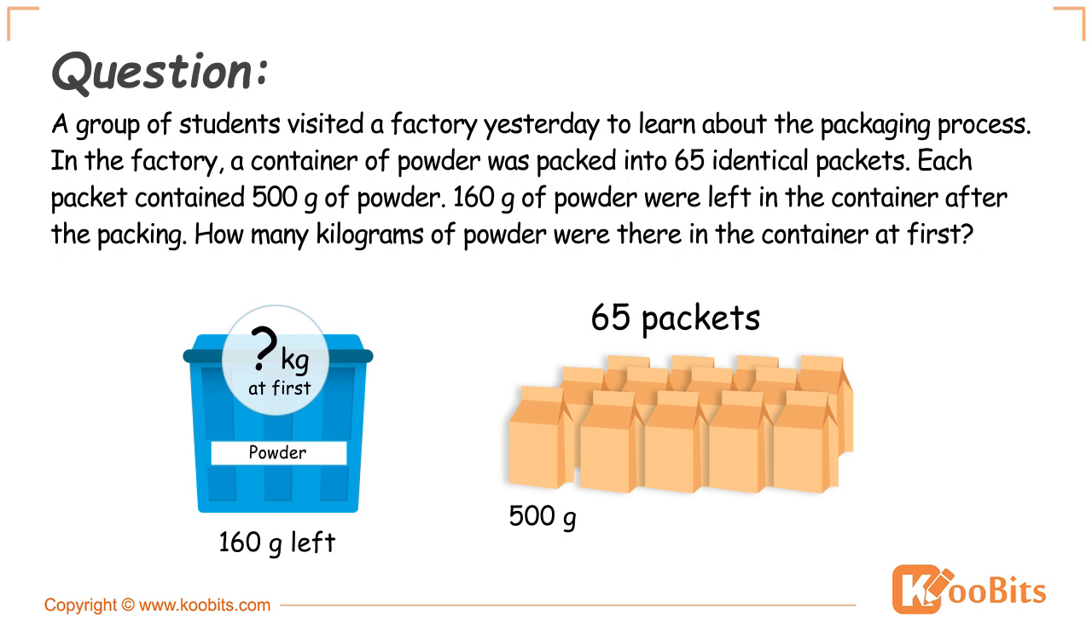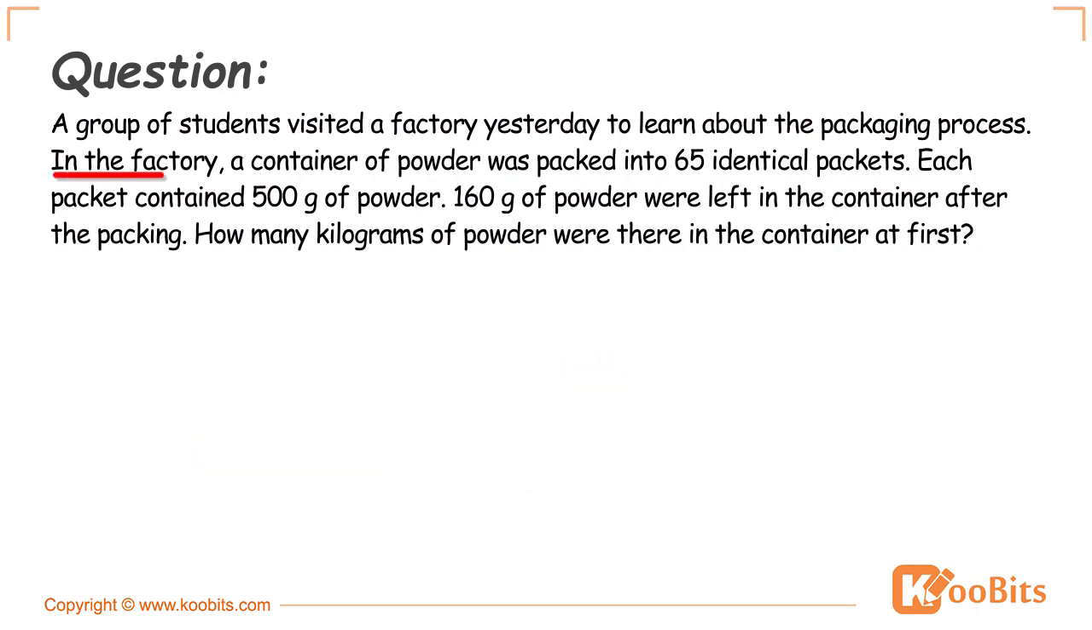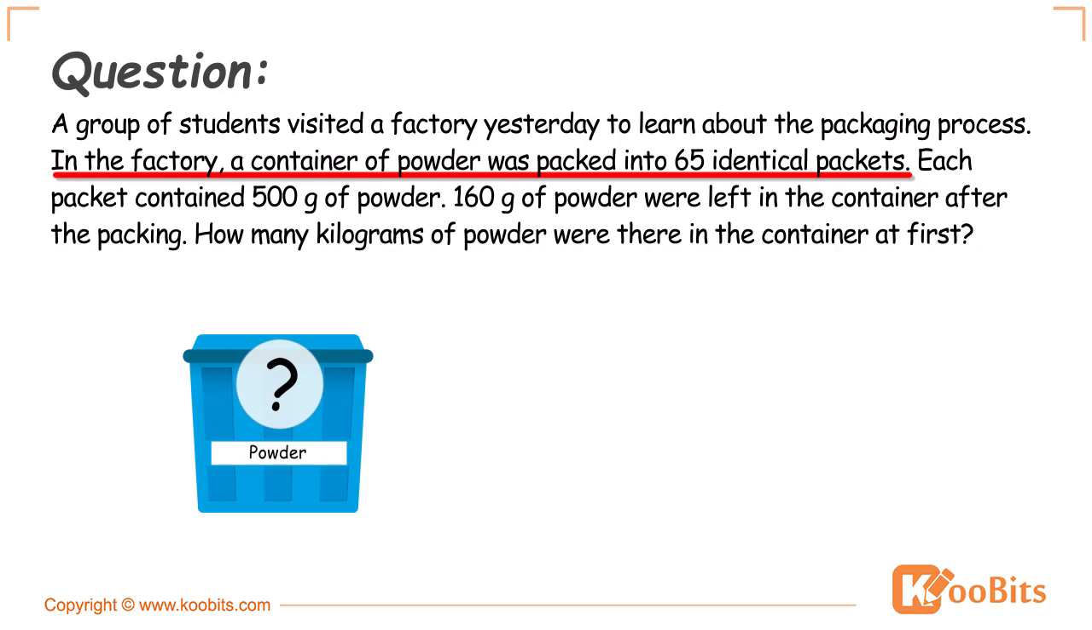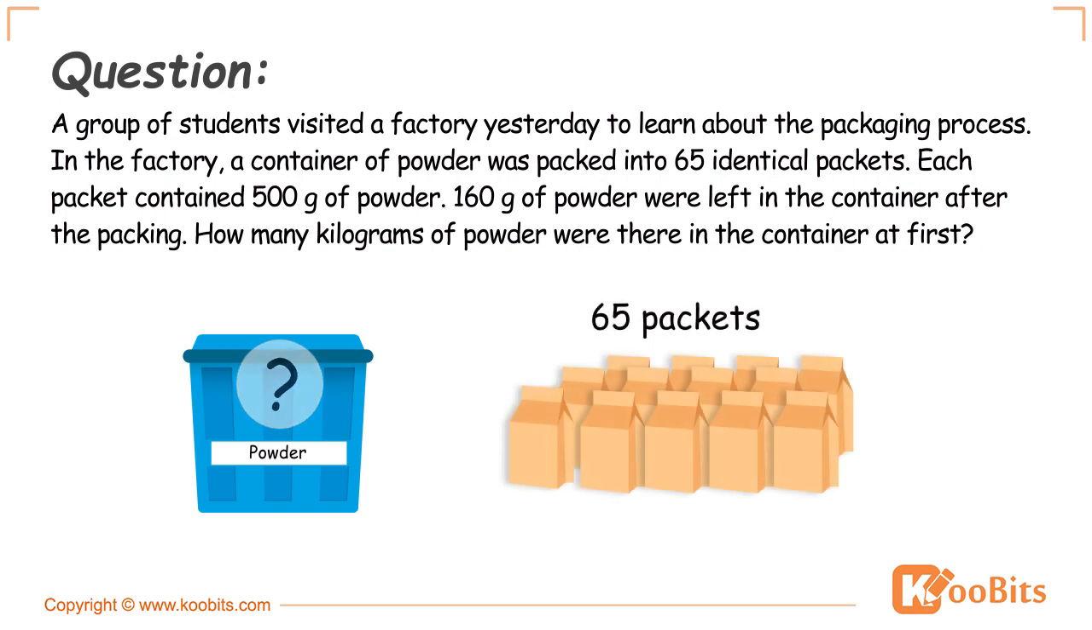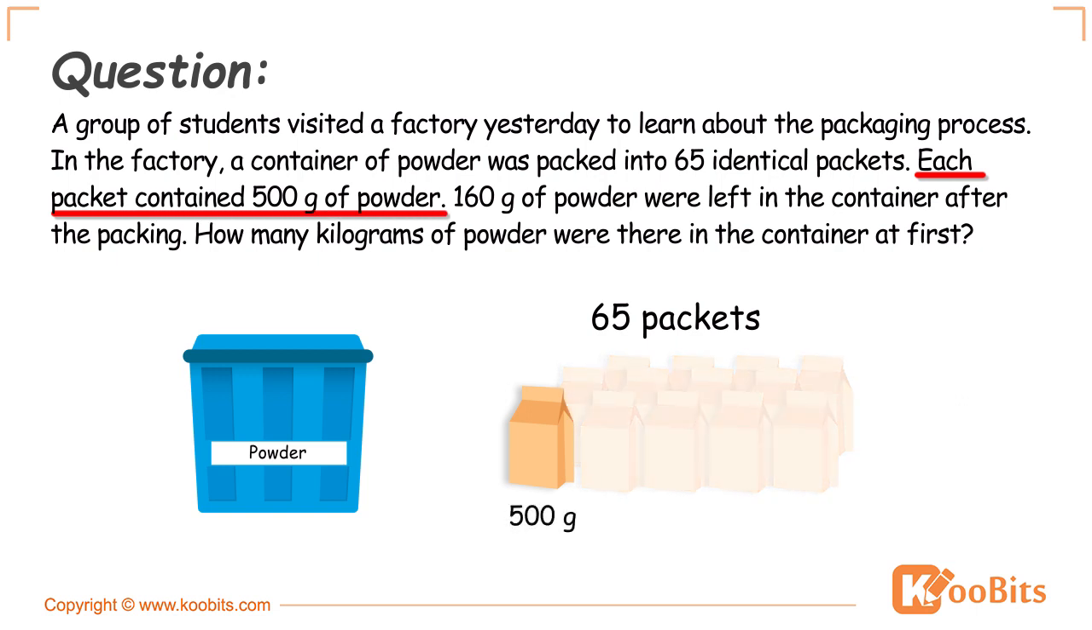Let's break down the question and understand it, shall we? In the factory, a container of powder was packed into 65 identical packets. There was an unknown amount of powder in a container. The powder was packed into 65 identical packets. Each packet contained 500 grams of powder.